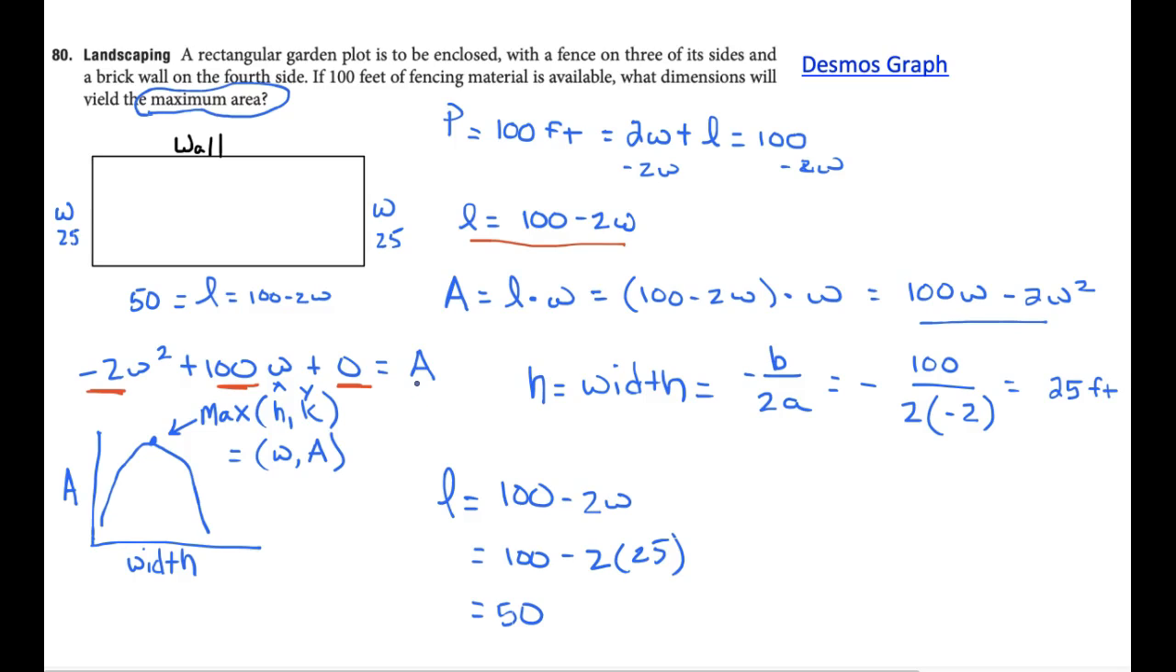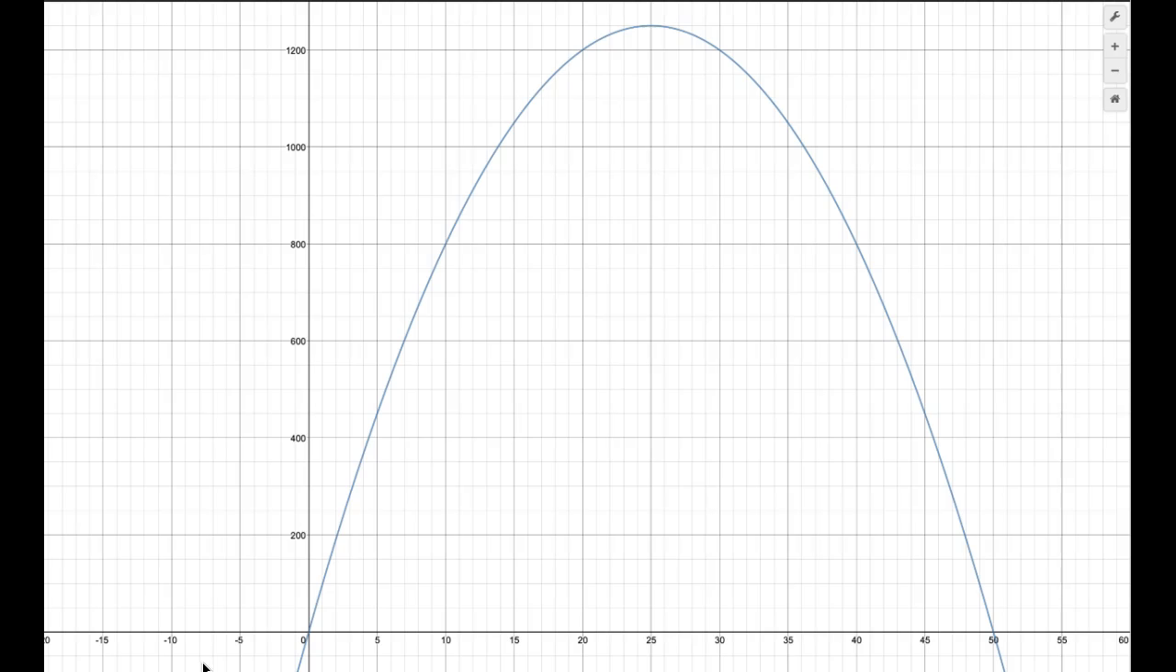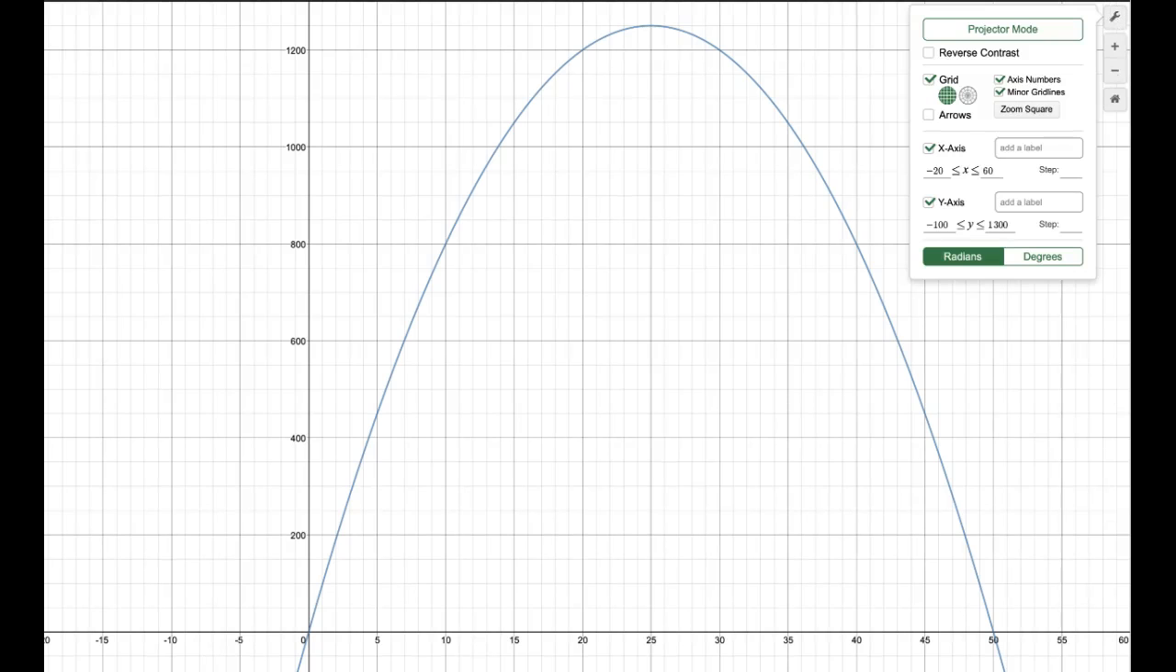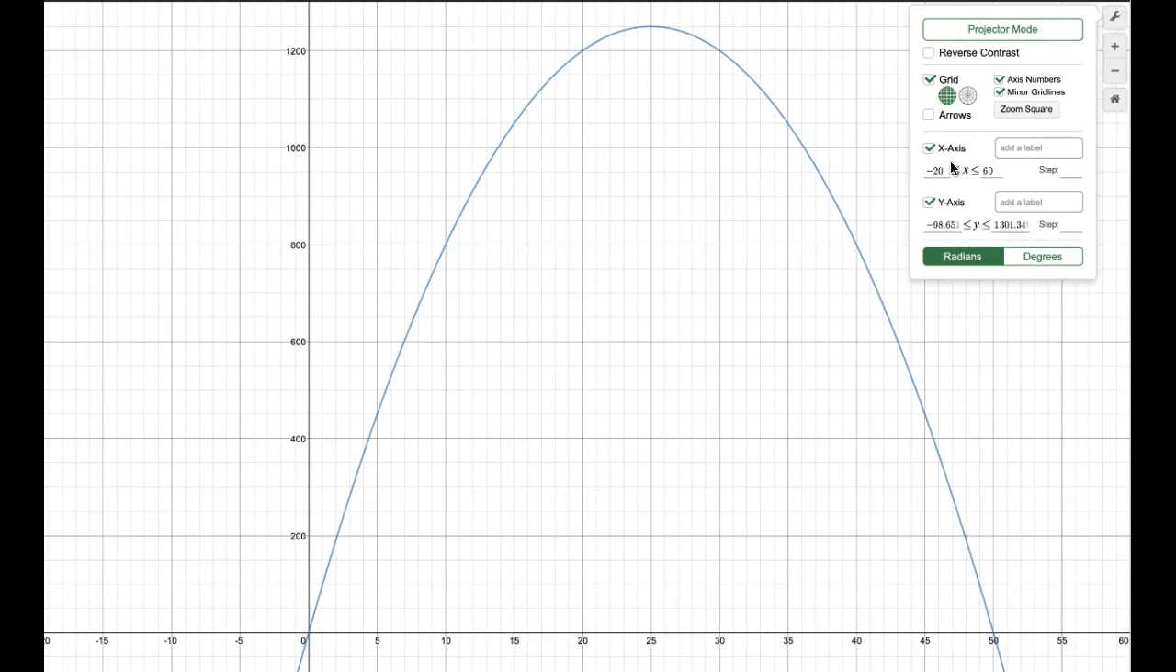I also want to show you the graph of this. This is an opportunity to show you changing the axes. If you click on this little wrench up here, you get this, and I changed the x-axis. I played with it a bit till I got it to look like what I wanted. I went from negative 20 up to 60 so I could zoom in on the graph, and I made the y-axis, which is the area, go up to 1300, and go down below the x-axis a little bit so I could see what was going on.